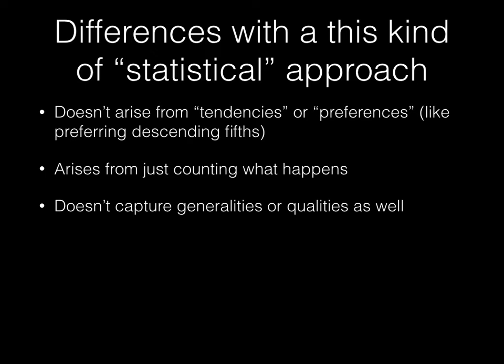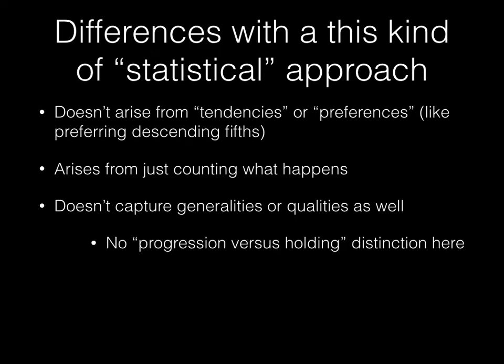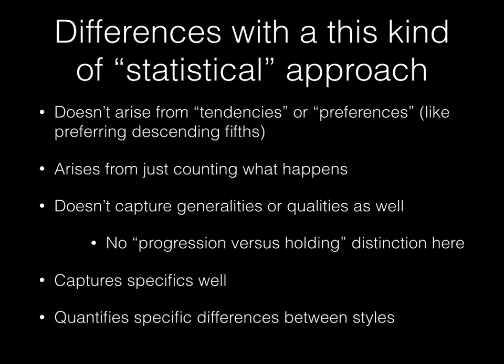What it doesn't do is capture generalities or qualities well. So we don't have like a progression versus holding. So we don't have these kind of qualitative differences. It does, however, capture specifics very well. It says exactly how many times 5 goes to 1, for instance. And then it can also help us quantify specific differences between styles, because we could do the same sort of thing for pop and rock music, for instance.